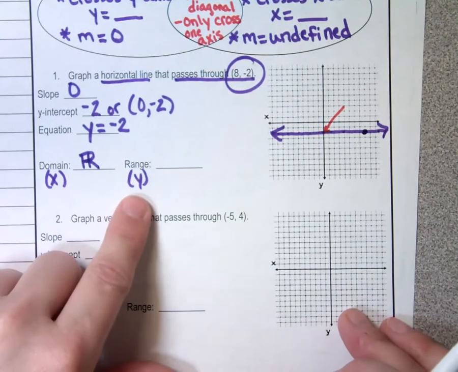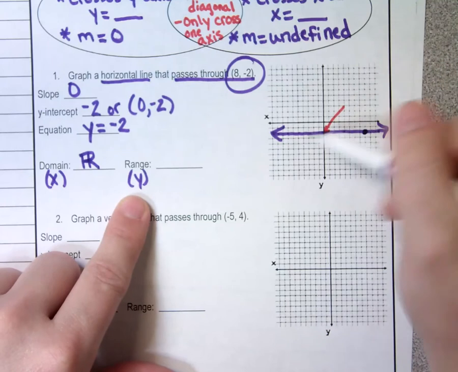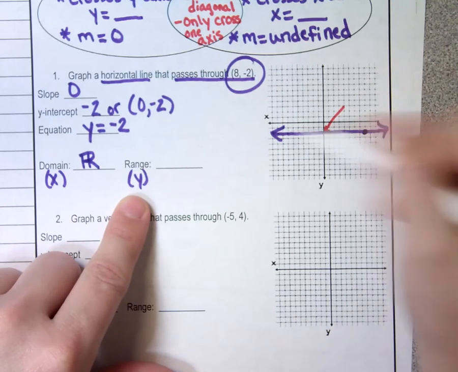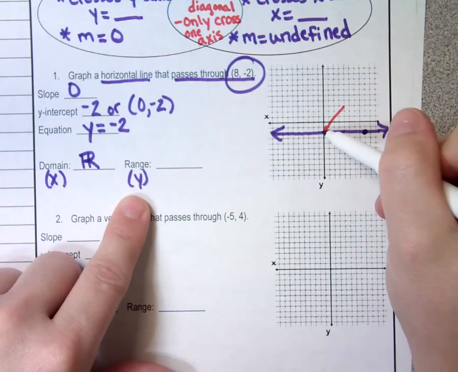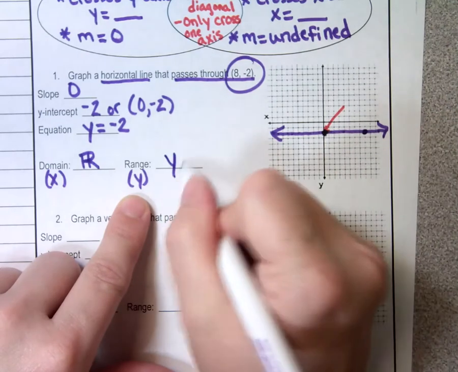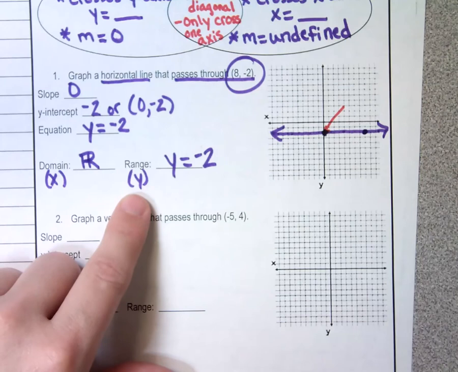Okay, range, those are the y's. And the y's are what's happening up and down, because that's how the y-axis runs. So what's happening up and down? Does this line here go forever up and forever down? No. The only place it goes is right here where this y is a -2. You never see the graph any higher than this or any lower than this. So the only thing we have for our range is y equals -2. That's the only y value on that line.